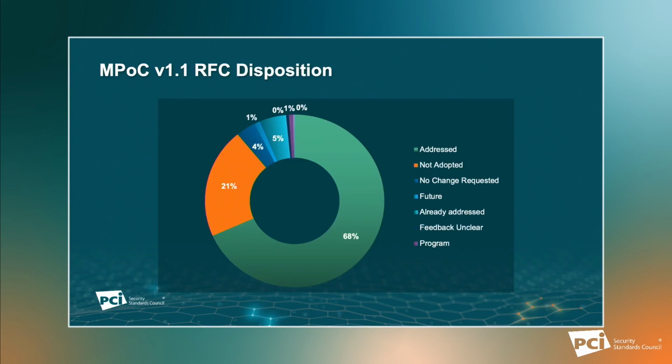And this is the disposition. So as we finish up a draft and go through all of that great feedback that we get, this gives you an idea of how we dispositioned it, and you can see the vast majority of that feedback was adopted in some way for the new version 1.1.